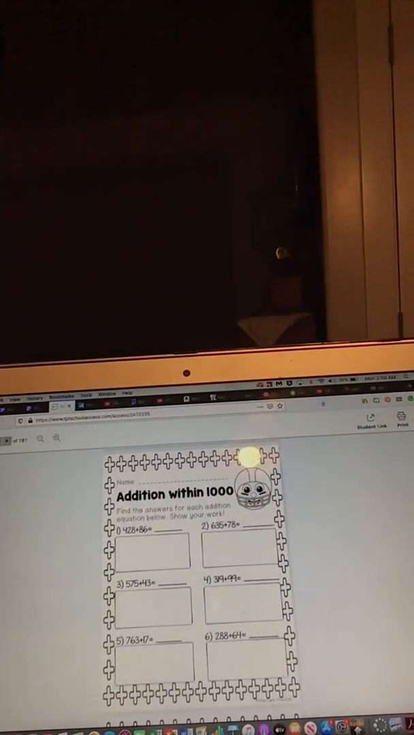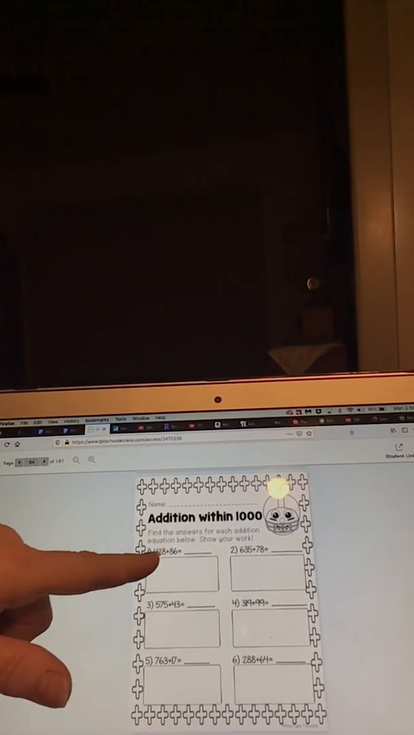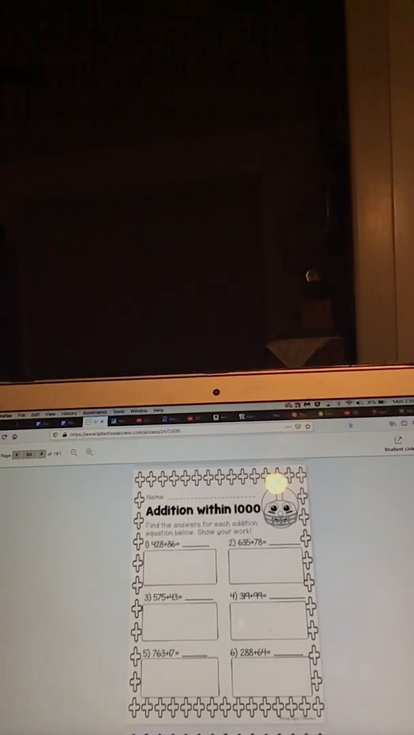So this is the page that you are going to be doing. It is called Addition Within 1,000, and you can see that all of the addition problems are horizontal instead of vertical. And you know how I've talked to you before about how I really don't like you to do those problems when you have the problem horizontally instead of vertically.